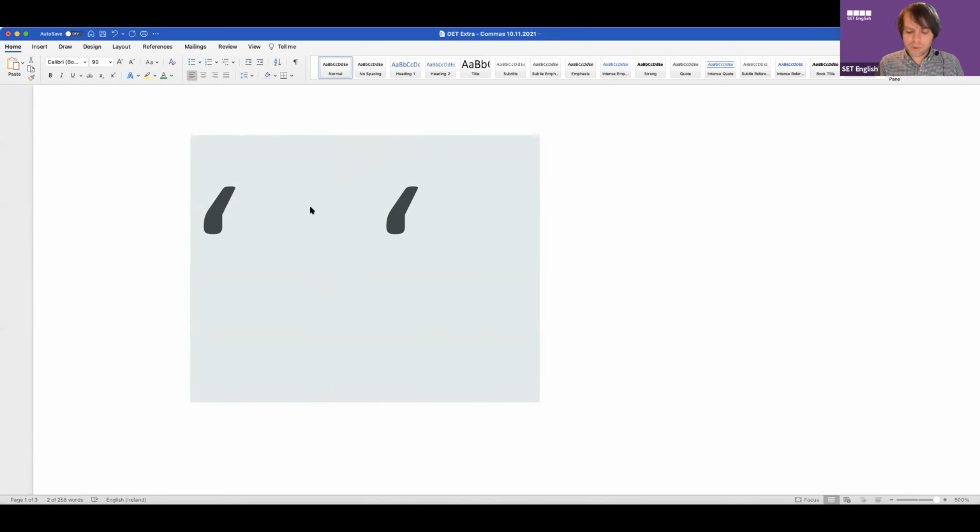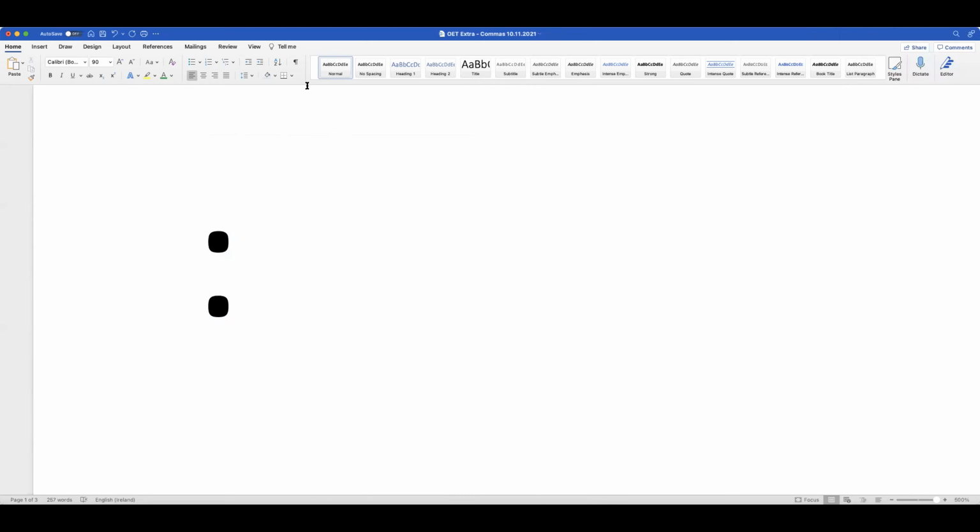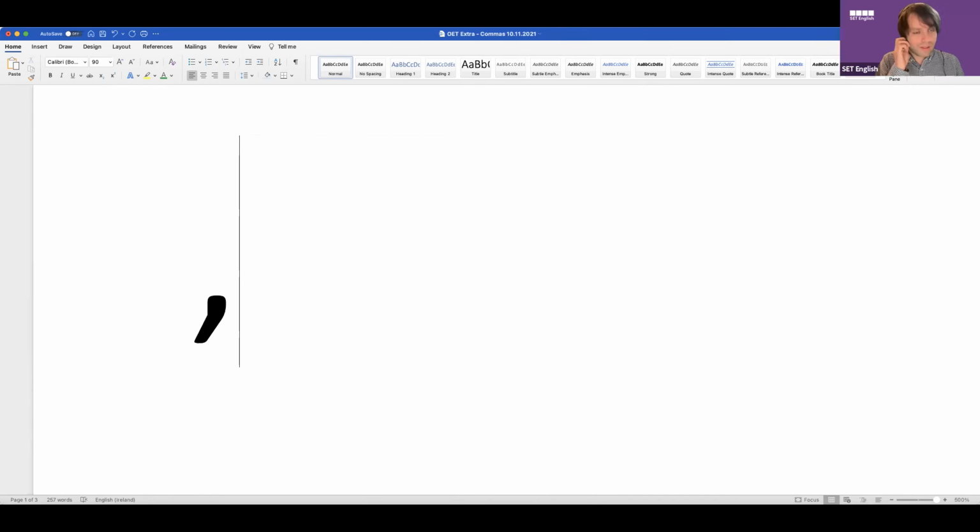And is there any other punctuation I've missed? This one, what's this? Colon, okay. And the last one? Comma. And this is what we're studying today, okay?